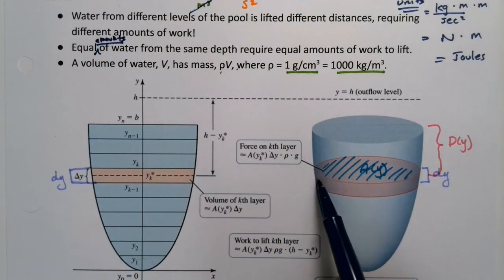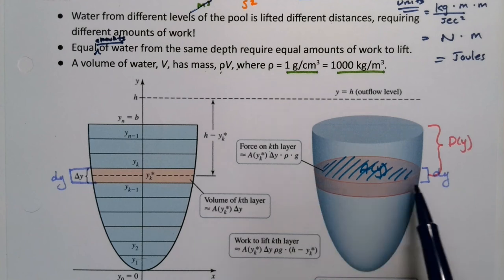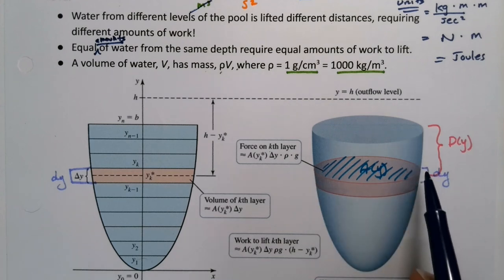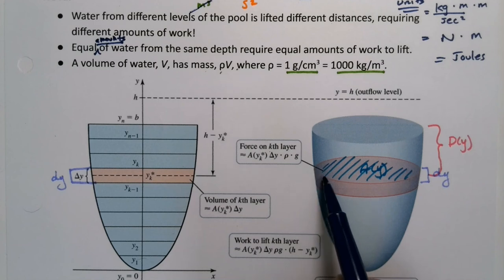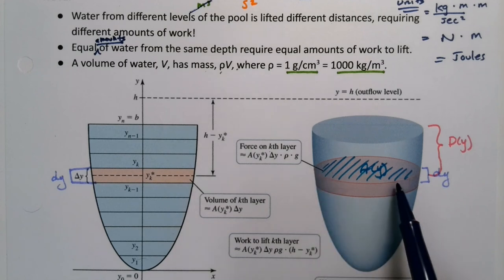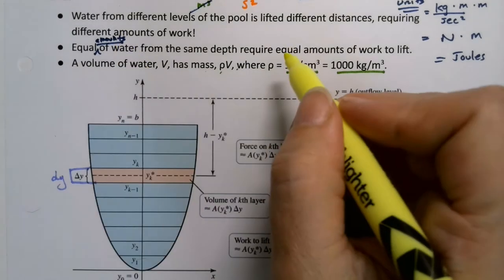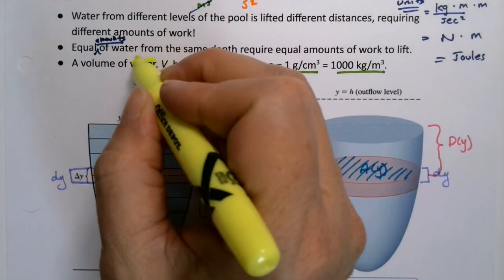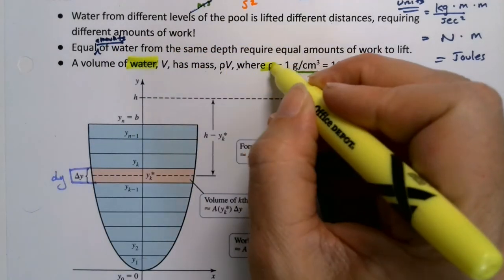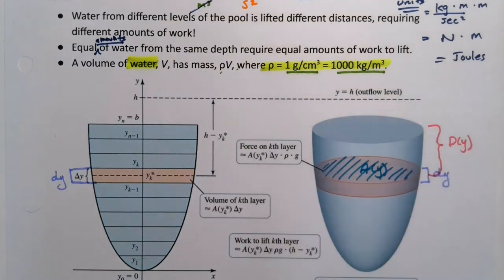So it doesn't matter if you're lifting it from over here or over here. It's coming from the same area and the same depth. So as long as it's the equal amount, like take a cube over here and a cube over here, it's going to be the same amount of work to lift it out, as long as it's from the same depth. And then again, it's just handy to know, for water, this is rho.